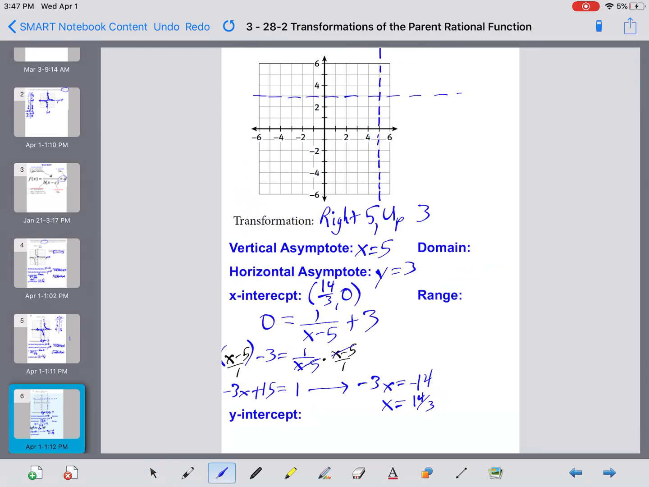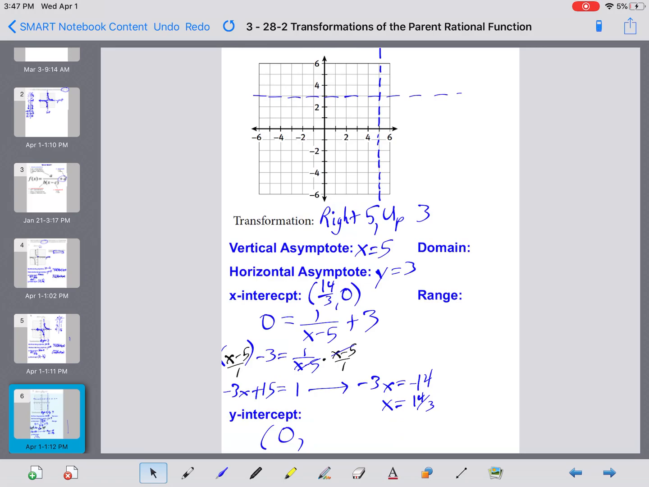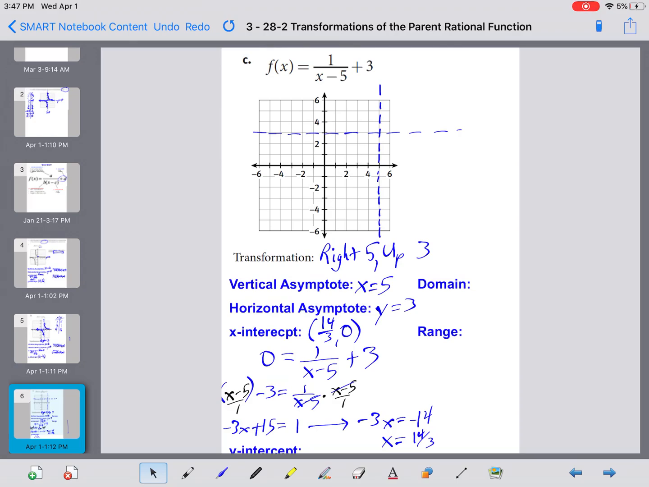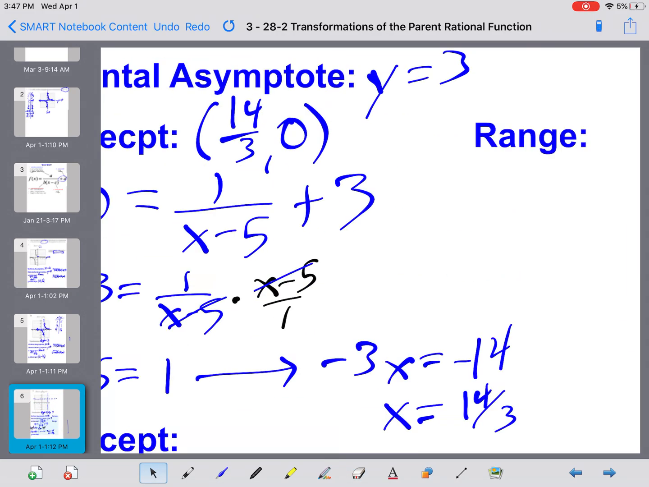All right. Y-intercept, plug in 0 for x. Y-intercepts, like I said, are usually a little easier. If you plug in 0 for x, you get 1 over negative 5 plus 3. So when we plug in 0 for x, you get negative 1/5. I'll do the work underneath it. You get negative 1/5.